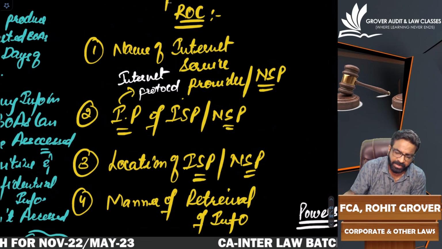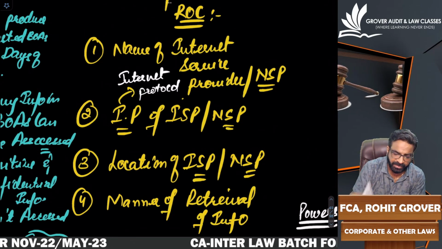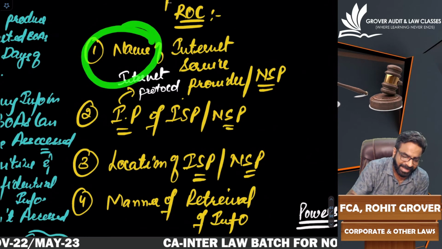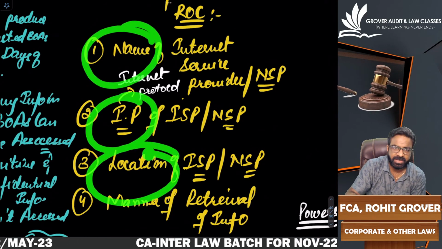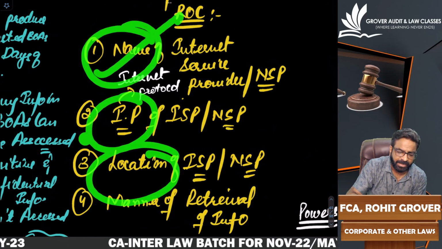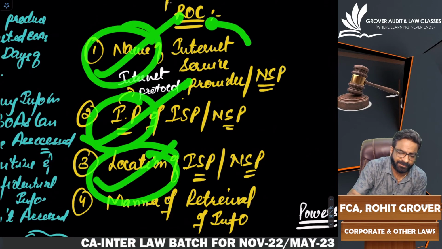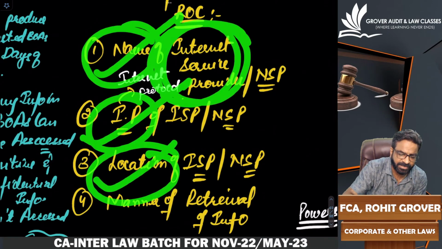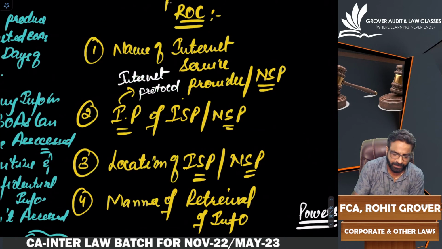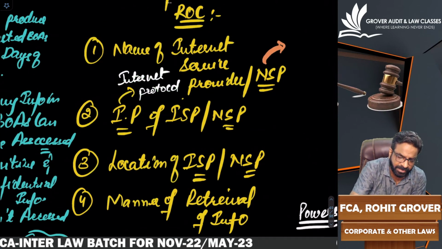Now tell me, Amma, what are the 4 things we are filing with ROC? Name, IP, location. Name, IP, location of my ISP. What is ISP? Internet Service Provider. And what is NSP, Amma?